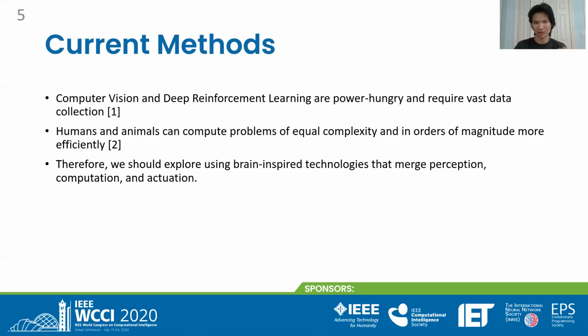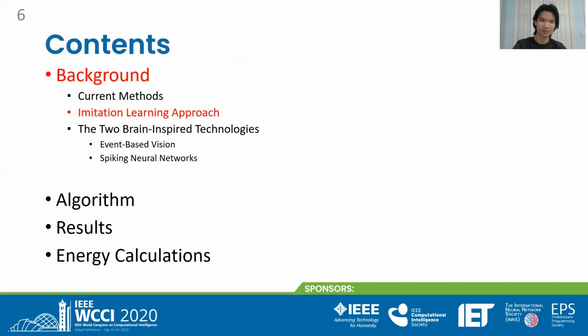So this is why we want to look into brain-inspired technologies and understand the relationship between perception, computation, and actuation, to understand how we can make robots that don't need a lot of data to do intelligent movement, and don't need a lot of electrical power to pull off these algorithms.